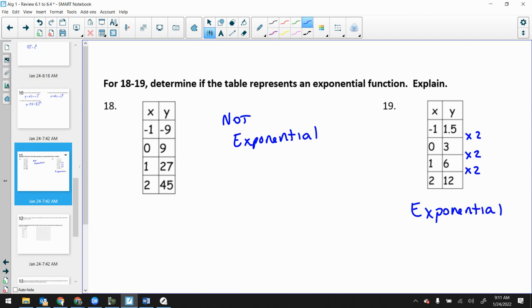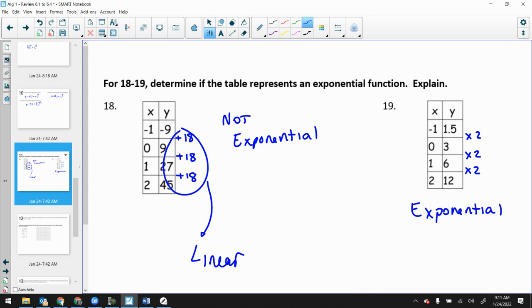So 19 is exponential. Would you consider that exponential growth or exponential decay? Growth. Exponential growth because it's going up, right? Now, what would 18 be? It's not exponential, but look at the pattern in the y values. It's linear. Sorry, I was looking at the board. What's the pattern? Plus 18. So while it's not exponential, and it didn't ask me for this, I could say that this is linear, because I see a constant addition.